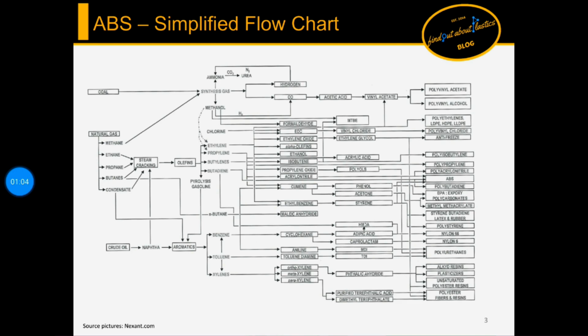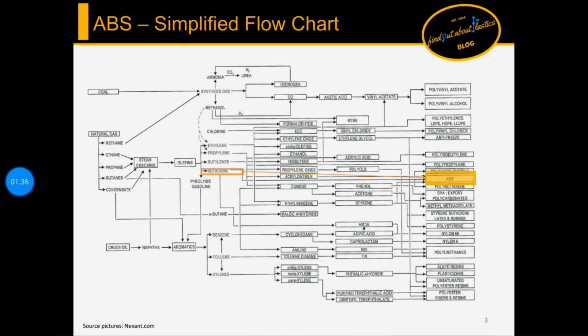Let's have a look at the simplified petrochemical flowchart. So where do the three different monomers have their roots? In general, one can state that 95% of the organic chemical industry is based on 7 raw materials: ethylene, propylene, C4 olefins such as butenes and butadienes, benzene, toluene and xylenes. Those 7 starters can be obtained by steam cracking of, for example, naphtha.